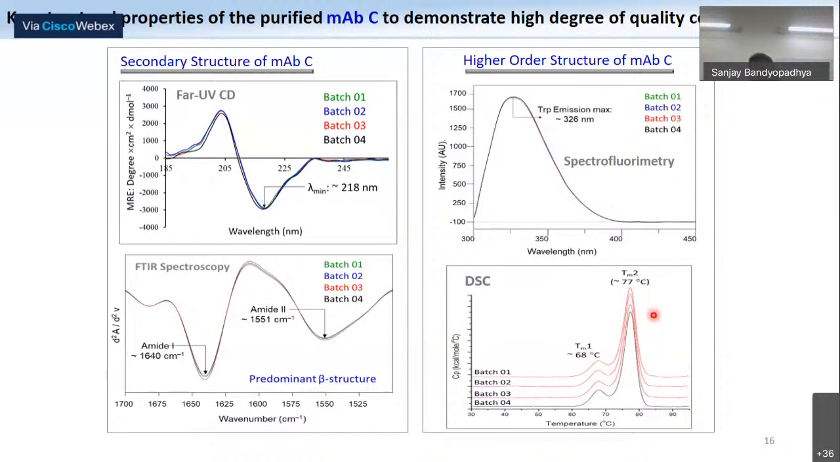You should not have any worry about the mAbs when they reach the hospital or clinic, because they are always transported under cold chain. And here we are showing the mAbs denature only at very high temperature. So they are stable molecules. And as you see, the spectra are overlapping with each other, though they are coming from different batches. So that clearly indicates the batch-to-batch consistency in terms of quality.